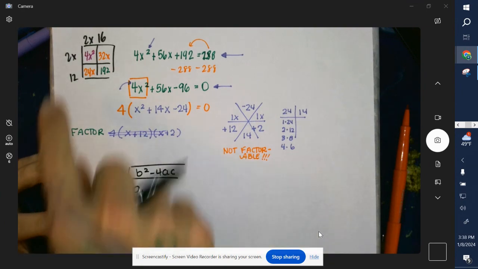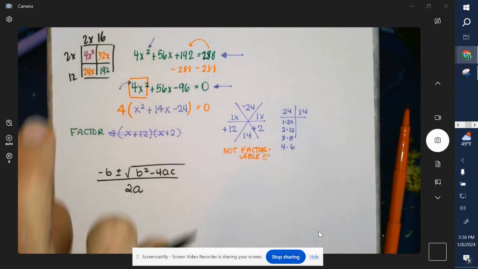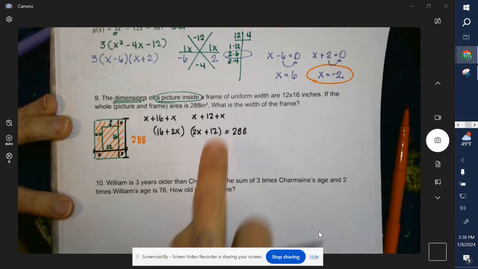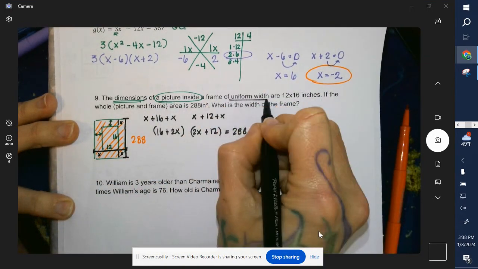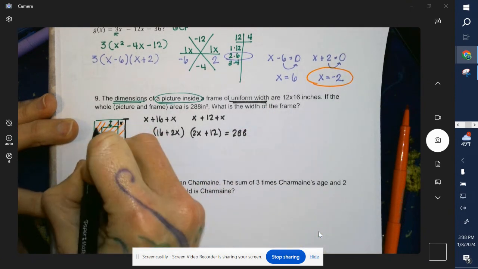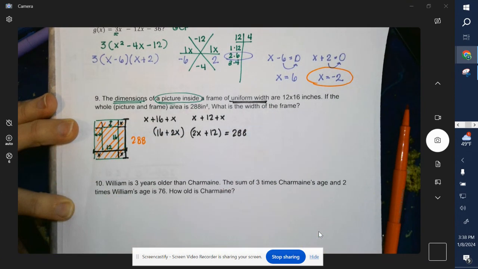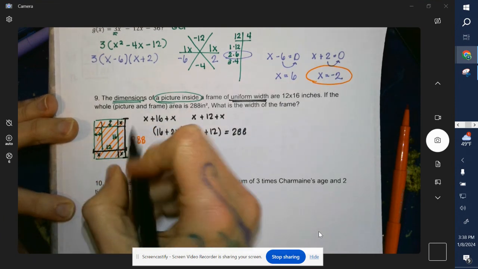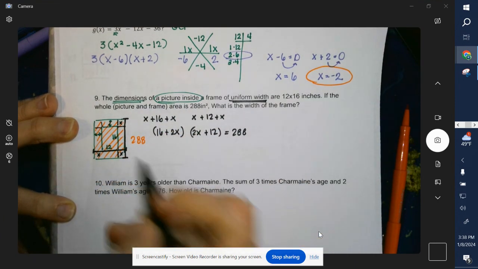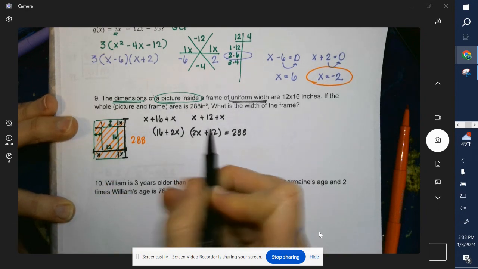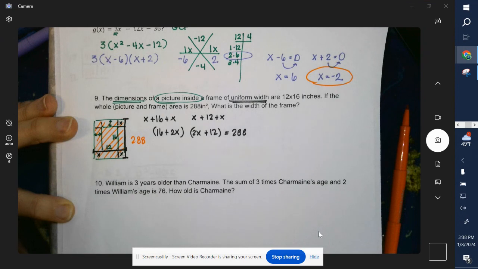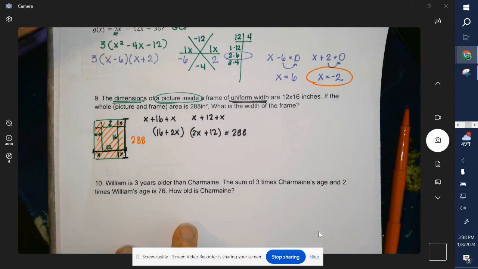So we got to our binomials yesterday in class on the question about the dimensions of a picture. We had the inside dimensions of 12 and 16. It had a uniform width for the frame, which means all of these distances are going to be the same, and we don't know what it is, so that's why we called it x. The length, remember, was 16 plus 2x because that's x plus 16 plus x. And the width was 2x plus 12. And then the whole area of the entire thing was 288.